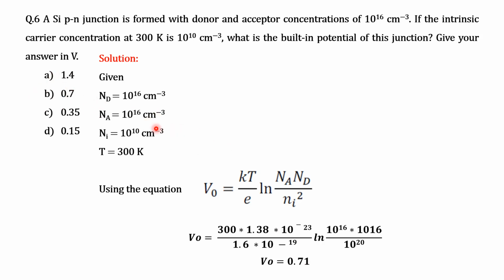This is a rather direct question. Basically, you have to just remember this equation. V0 is equal to KT by E ln NA ND by Ni square. And please do remember that whenever we are substituting K value in electron volt, the corresponding values will also be obtained in electron volts. Otherwise, we have to substitute both of them in joules wherever energy values are involved. So I hope this sixth question is also clear to you.